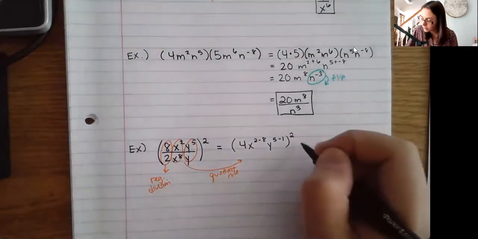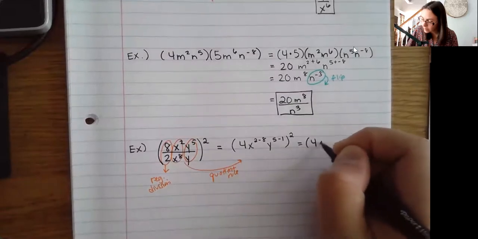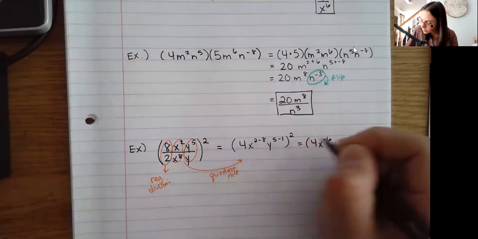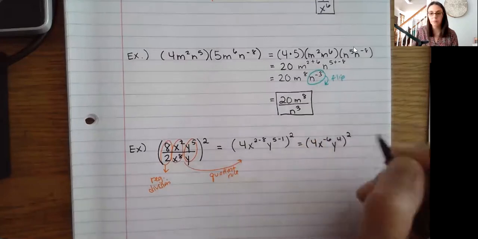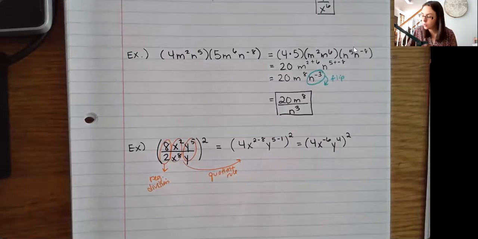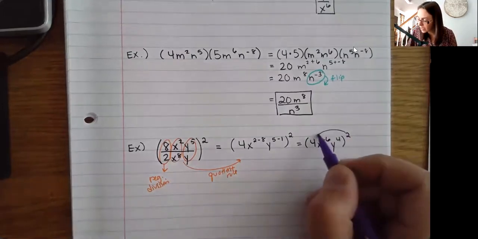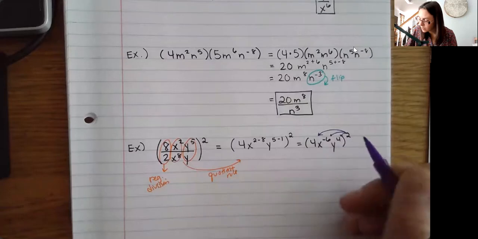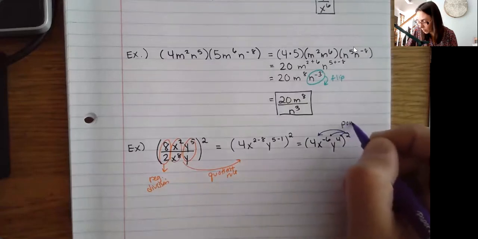I'm going to keep simplifying. So I have 4x. Now 2 minus 8 is negative 6, and 5 minus 1 is 4. And now I'm going to look again and say, okay, what else do I know how to do? And I say, okay, I have all multiplication. I can distribute that exponent in. So this here is that power of a product rule.